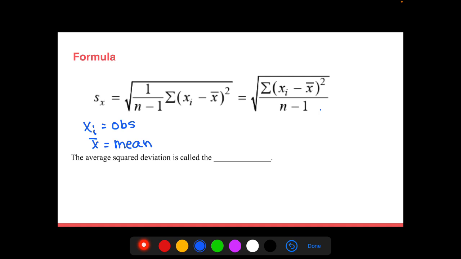So it says the average squared deviation is called the variance. Okay, so if we want the variance, it's another value, then we would take the square root. No, then we would not take the square root. We would just have 36 divided by 7, which is 5.14. That's the variance.